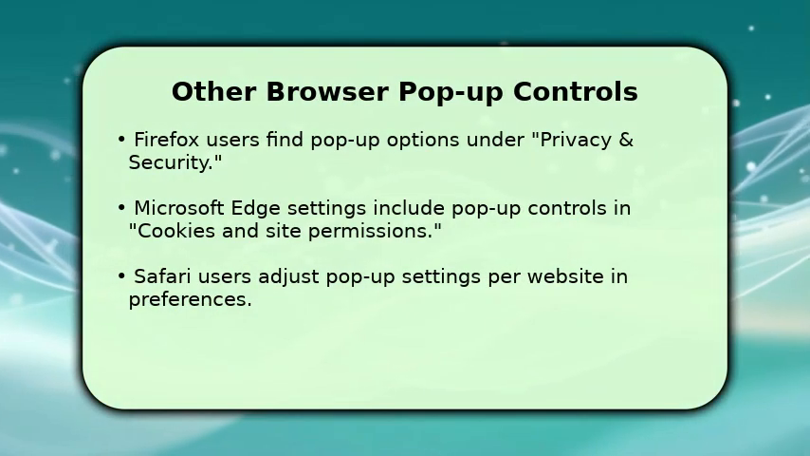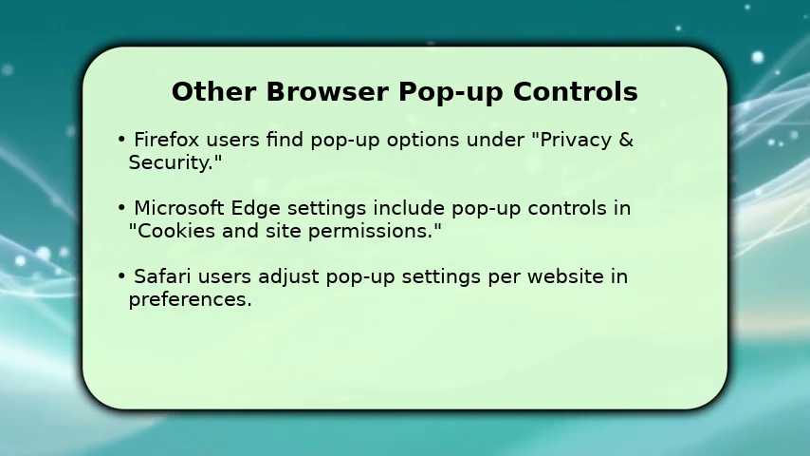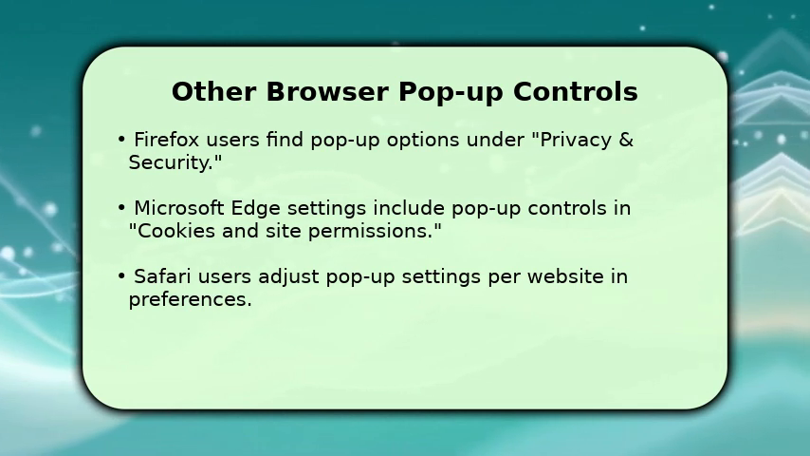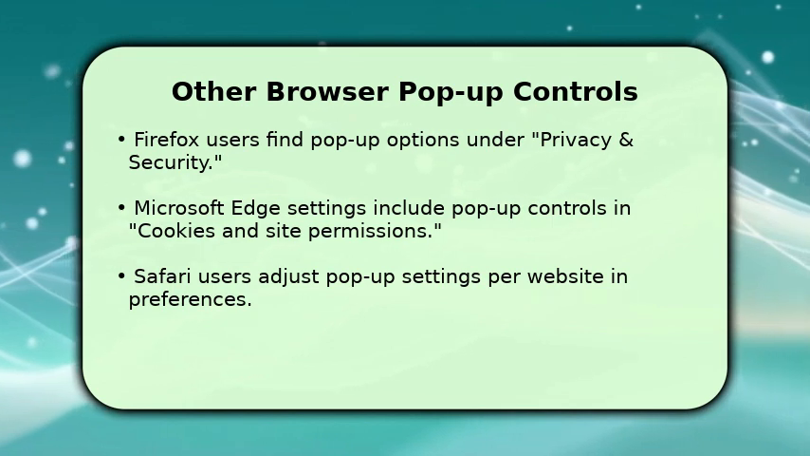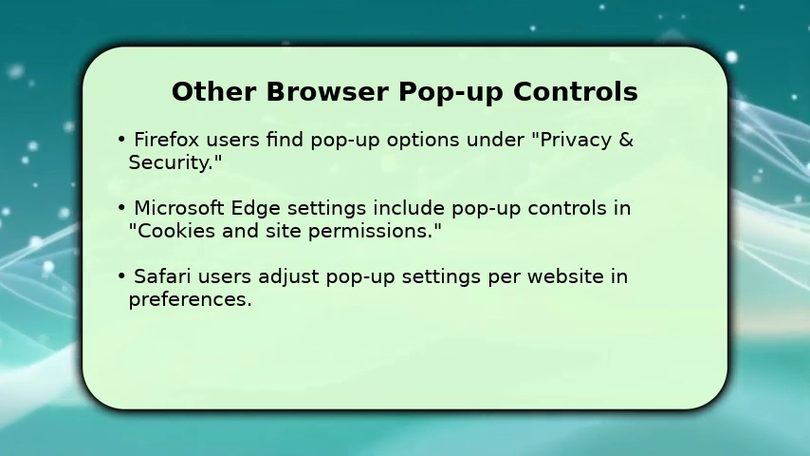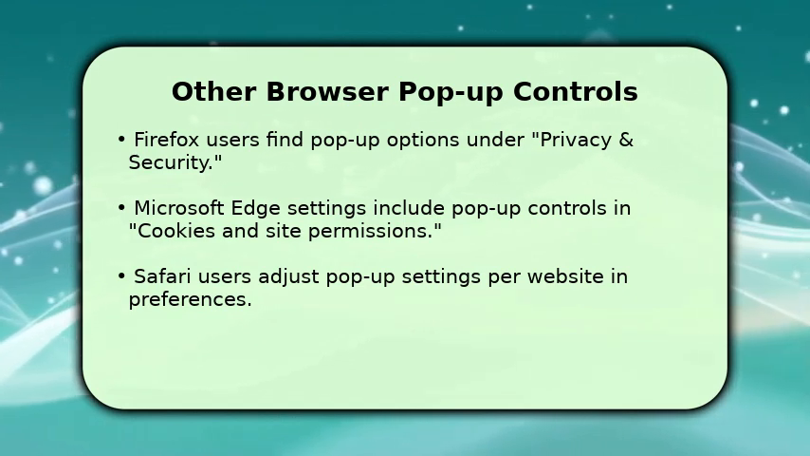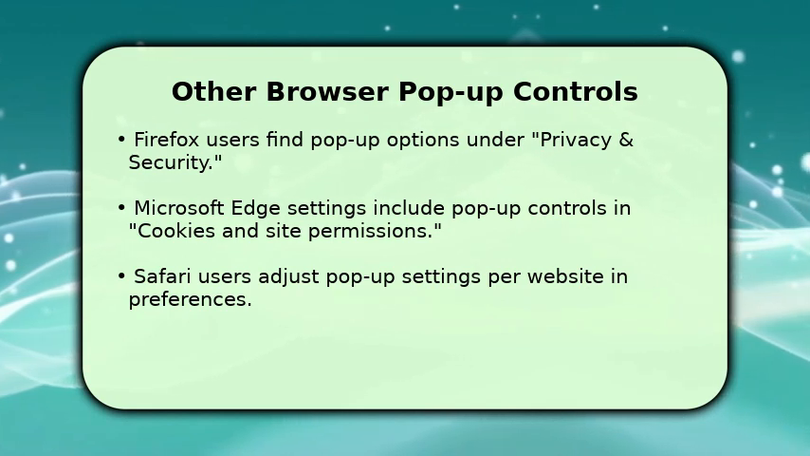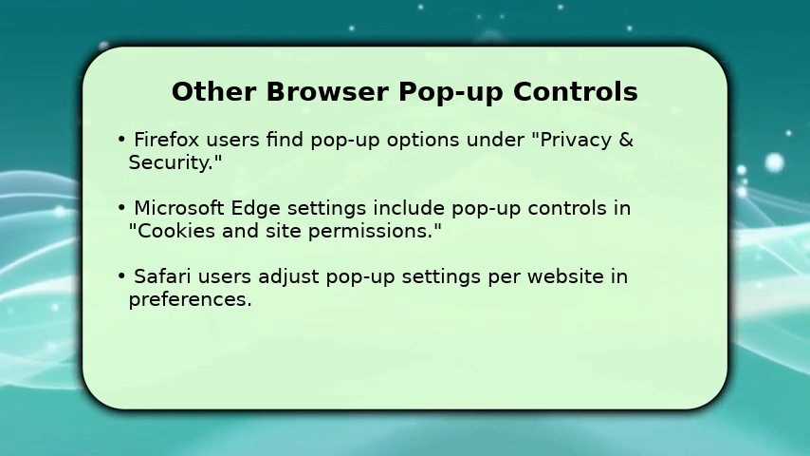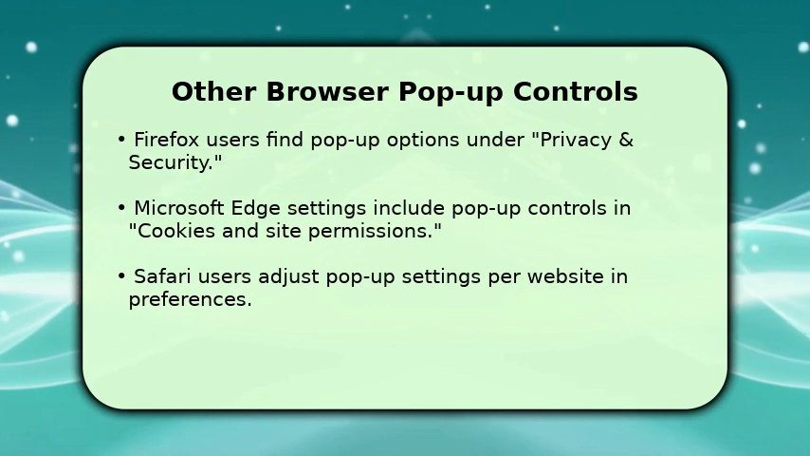If you're using Firefox, access the menu, then go to Settings and select Privacy and Security. Scroll down to the Permissions section to manage pop-up windows. For Microsoft Edge, click the three dots for the menu, choose Settings, then Cookies and Site Permissions, and locate pop-ups and redirects. Safari users can find these options in Preferences, under the Websites tab, then Pop-up Windows.